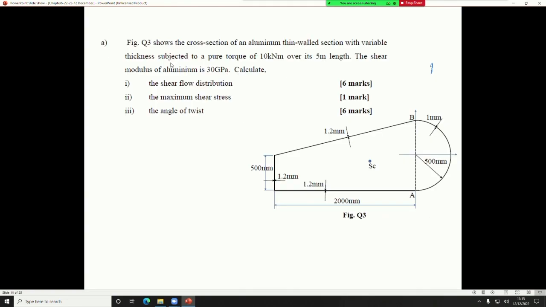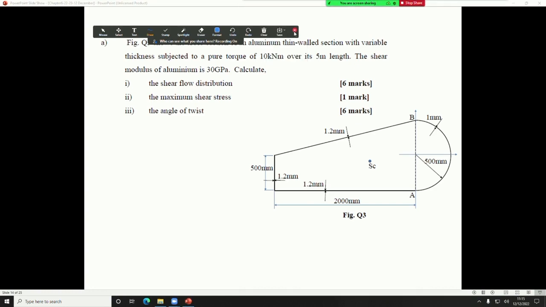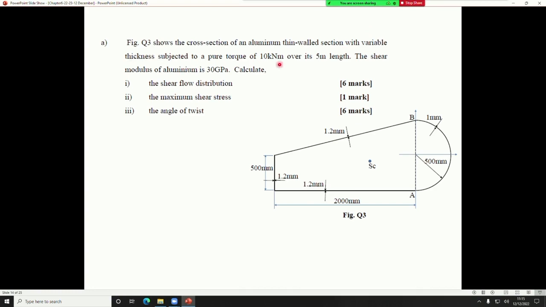So this is again another example here. It's very similar. That is from chapter four, very similar to the one I solved for you. It's the cross-section of an aluminium thin wall section with variable thickness subjected to a pure torque of 10 kN over its 5-meter length. The shear modulus is 30 gigapascals. Calculate the shear flow distribution, the maximum shear stress, the angle of twist. So at the moment, we've only got one cell subject to torque, similar to examples I showed you during the lectures.